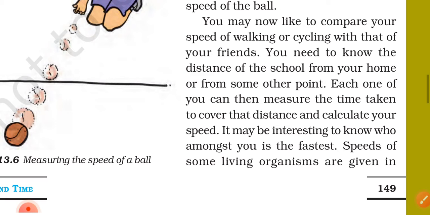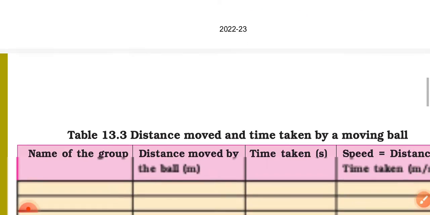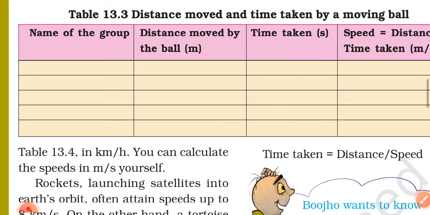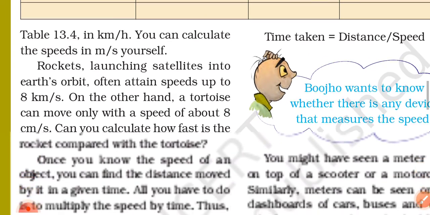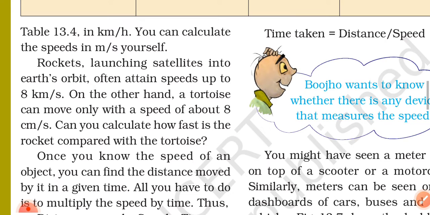Speeds of some living organisms are given in table 13.4 in kilometer per hour. You can calculate the speed in meter per second yourself. Rockets launching satellites into Earth orbits often attain speeds up to 8 km per second. On the other hand, a tortoise can move only with a speed of 8 cm per second. Can you calculate how fast the rocket is compared with the tortoise?